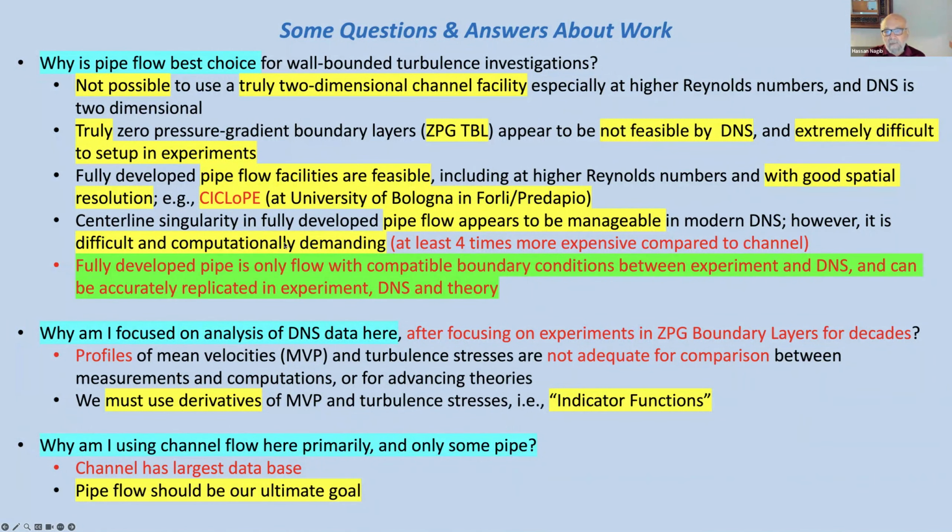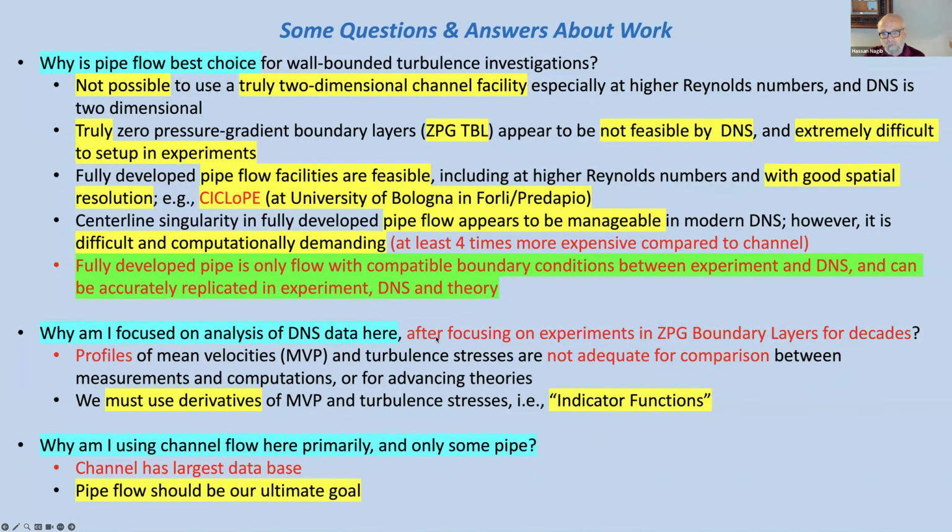It is computationally demanding. It takes about 4 times more than the channel, but really this was my final message: the fully developed pipe is the right place to do DNS and to do experiments. So we're not telling people to stop doing channel, it's just encouraging more pipe. And the experiment is key.